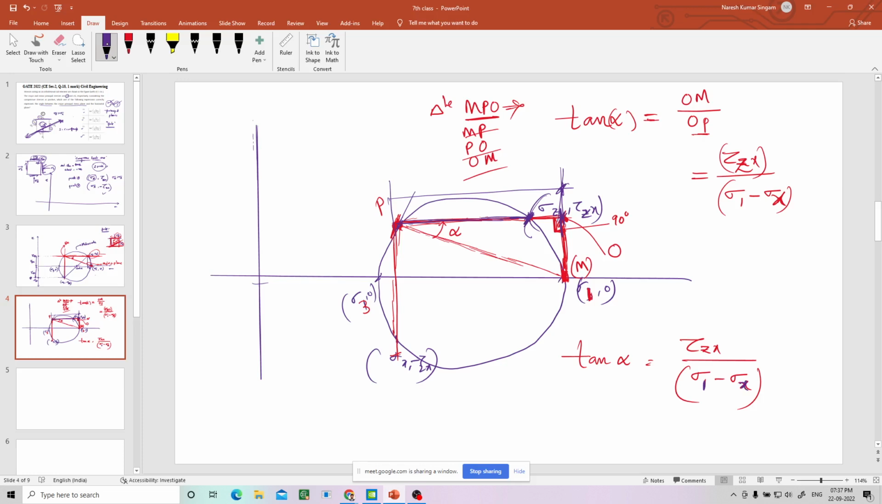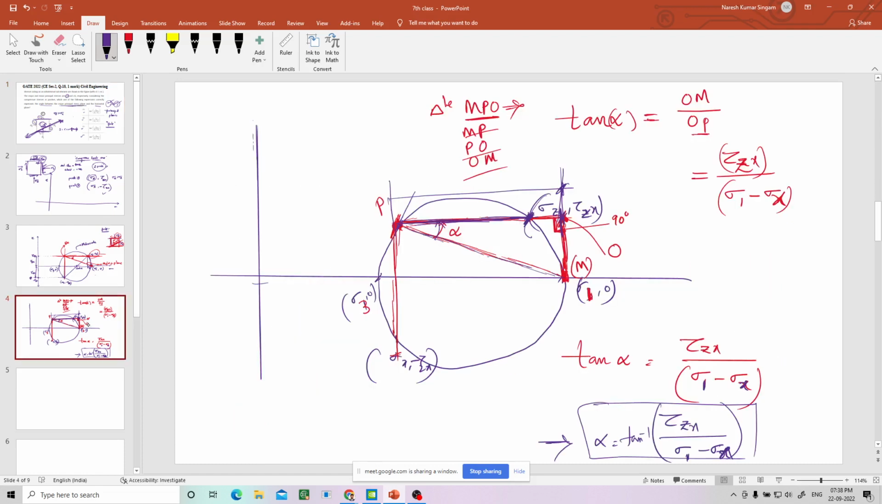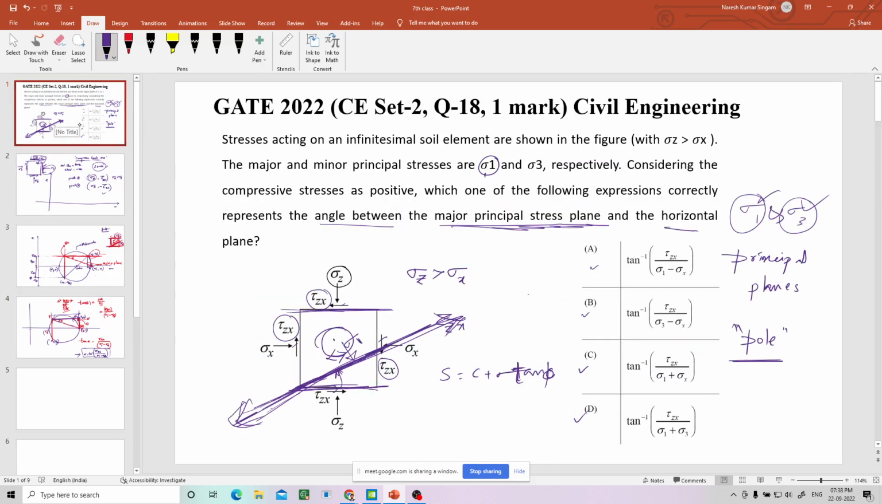So now what is alpha? Tan inverse tau zx by sigma 1 minus sigma x. Let's see what is the angle. This angle is in between horizontal line and major principal plane, right? So that is the question: horizontal plane and major principal stress plane, what is the angle between them? Tan inverse of tau zx by sigma 1 minus sigma x. Can you tell me what is the option?